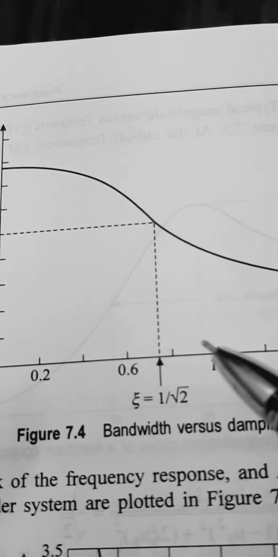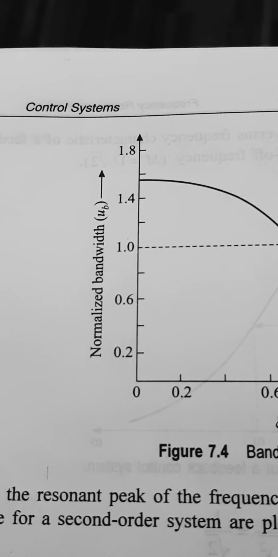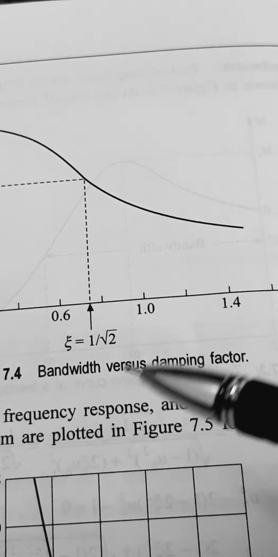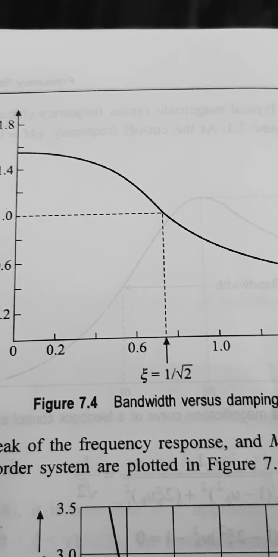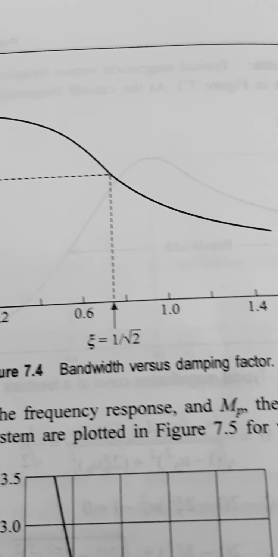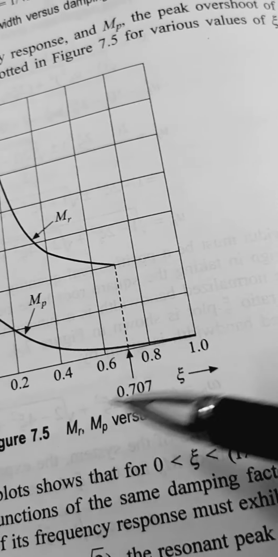Now, bandwidth versus damping factor. A normalized bandwidth ub, when plotted against xi with M equal to 1 by root 2, gives you the bandwidth. Now, Mr and Mp, if you plot, you are getting like this.